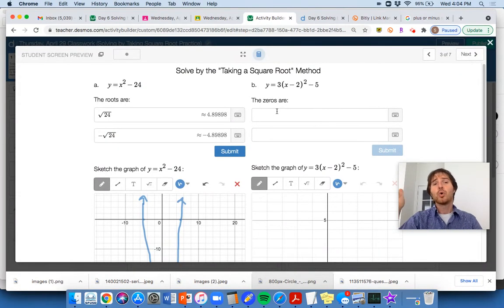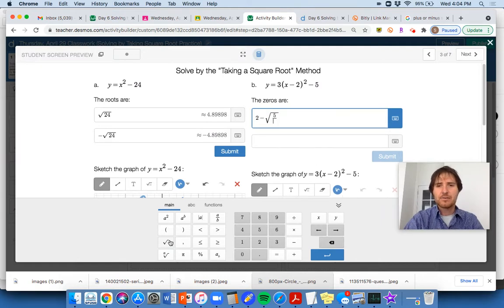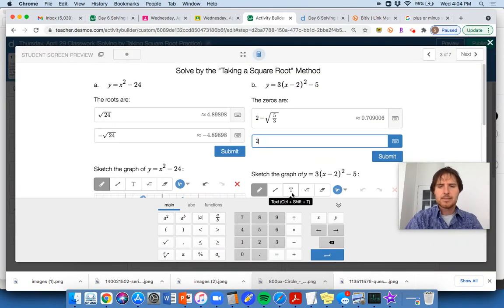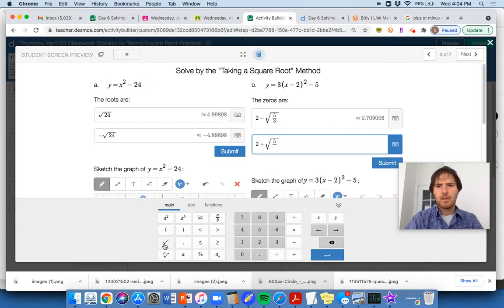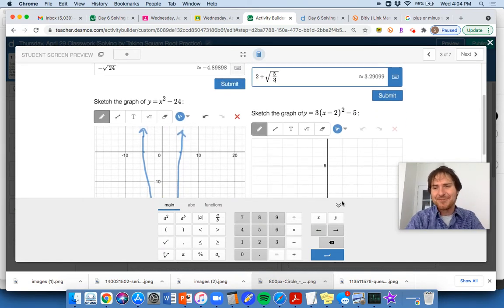Just type in your exact radical answers, or exact square root answers here. So write your answers in exact radical form, okay? That's all you got to do, and we'll leave the square root in the answer. 2 minus root 5/3, and then we got 2 plus root 5/3. And there we go, about 0.7 and about 3.3.